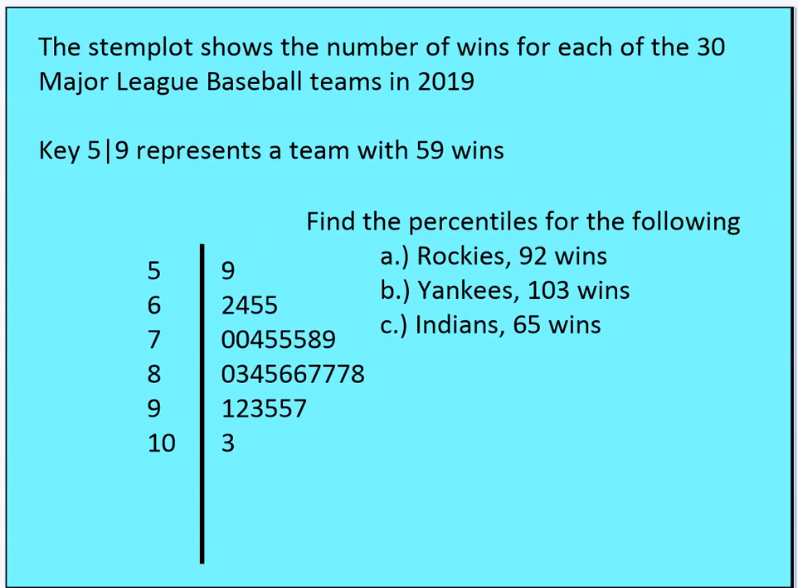All right, so this brings us to classwork 2.1.1. Stem plot below shows the number of wins for each of the 30 Major League Baseball teams in 2019. So the key here is 5, 9. 5 with that slash up and down represents a team with 59 wins. So I want you to find the percentiles for the following. The Rockies with 92 wins, the Yankees with 103 wins, and the Indians with 65 wins. So I'm going to leave this up here for a moment, and then I am going to move on.